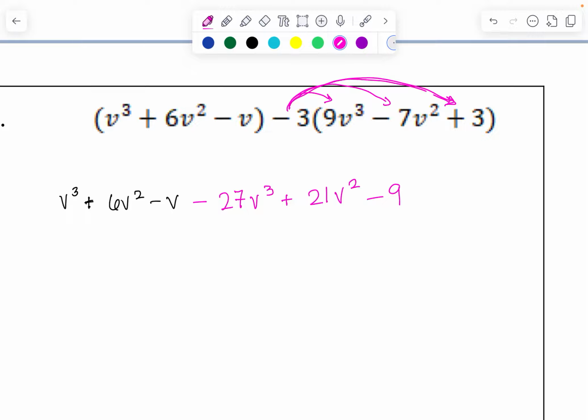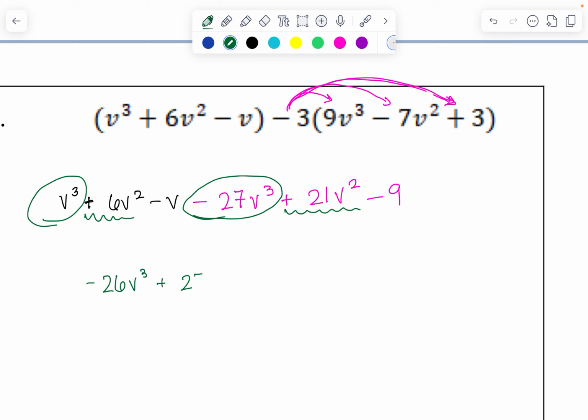Now you can go ahead and combine like terms. We have a positive v cubed minus 27v cubed. That's a negative 26v cubed. There are no other v cubes. So now we're going to focus on the v squares. Remember, we're going in descending order. We have a positive 6v squared, a positive 21v squared. That's a positive 27v squared.